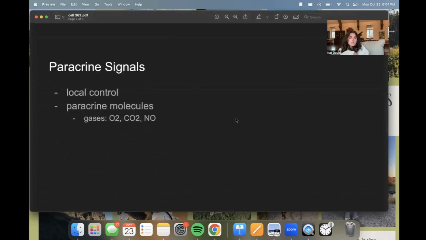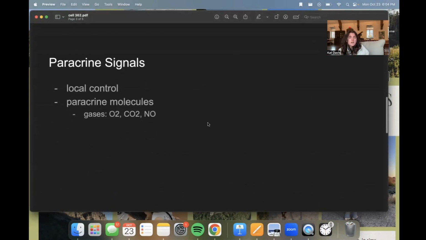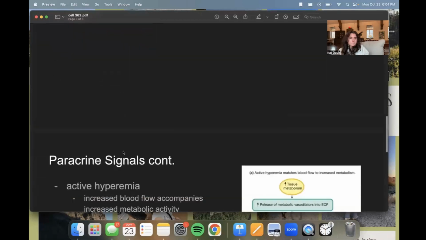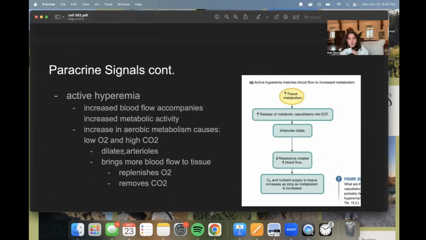The second learning objective is about paracrine signals. These have to do with local control, and the molecules we focus on are oxygen, carbon dioxide, and nitric oxide. So there's two processes involved with paracrine signals. The first is active hyperemia, which is a normal process. It's when increased blood flow accompanies increased metabolic activity.